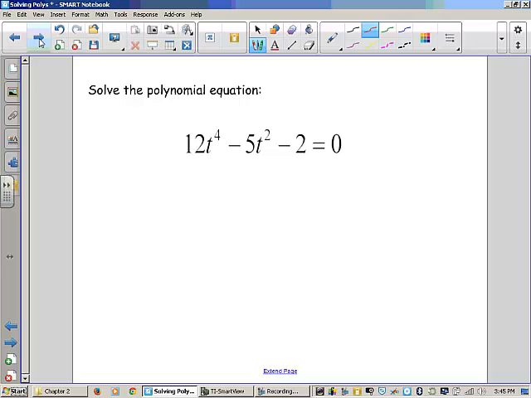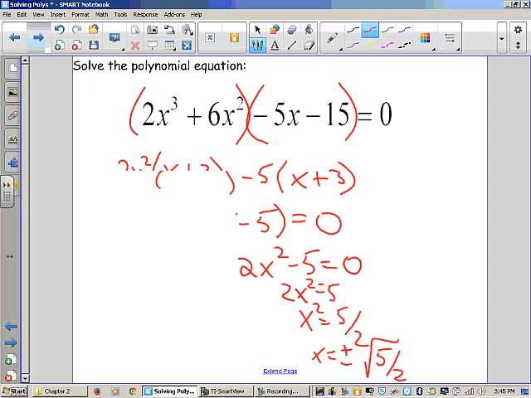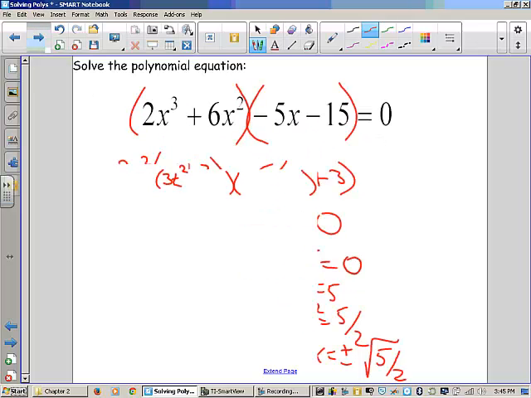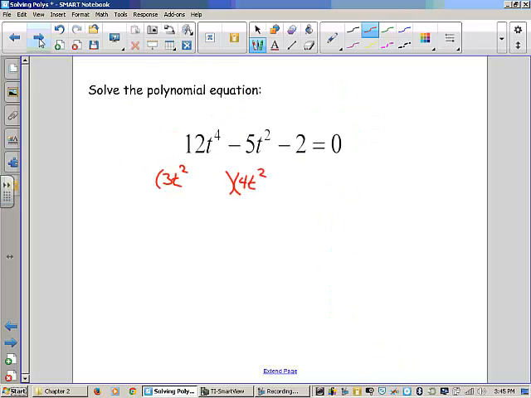How about this one? We have a t to the fourth and a t squared. This is exactly like a quadratic, except it's to the fourth power. So I'm going to use 3t squared and 4t squared. And then since it's minus 2, I'm going to do minus 2 and plus 1. And you'll notice that that does multiply out to make negative 5.